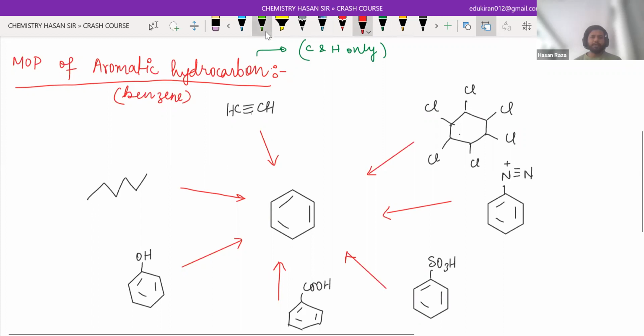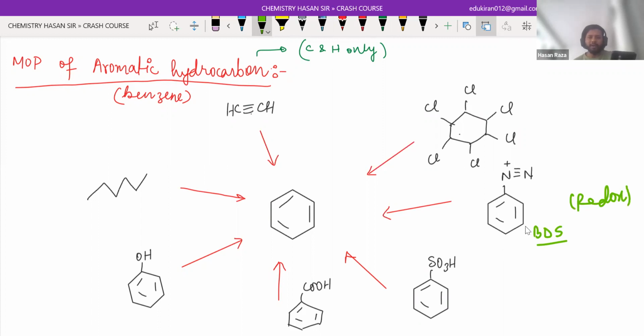So first of all, I'm gonna concentrate on the reaction that you have already studied. You know that this is benzene diazonium salt, and it is a redox reaction. If there will be Cl minus, that is benzene diazonium chloride, also known as BDS. To remove the nitrogen, you just need to use a reducing agent, that is H3PO2, or either you can use ethanol, because both act as reducing agents, and it will remove this nitrogen in the form of N2, and you will get benzene.